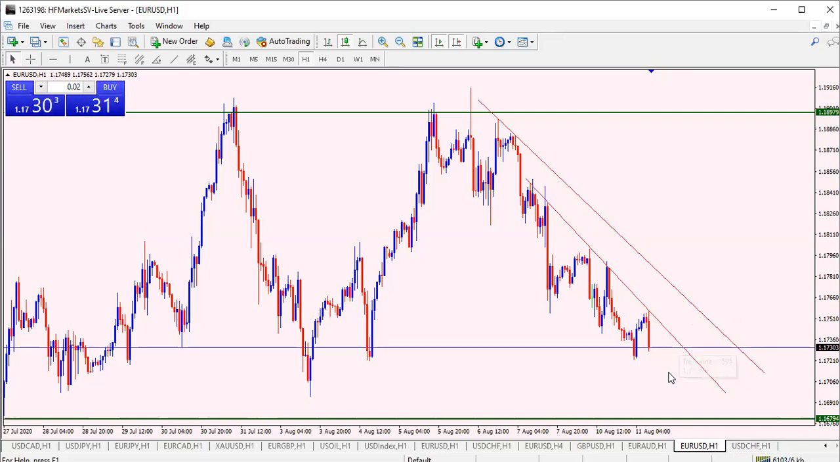Or it can break out again and continue selling, or break out of this outer trend line, then we expect a buy. This is what can happen. It's possible there's a breakout at this spot.